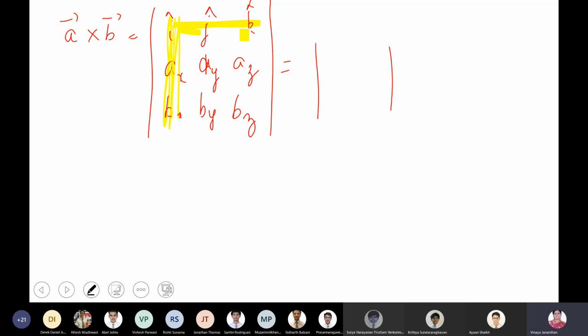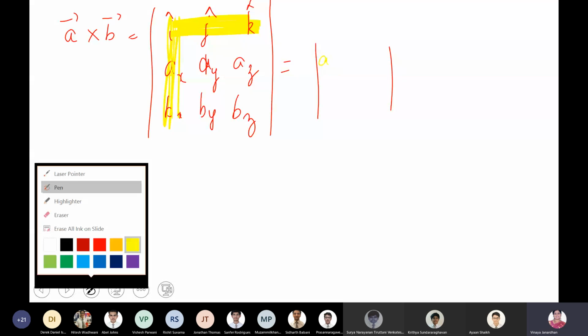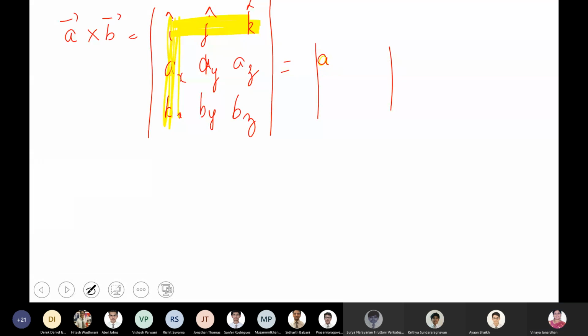So what you need to do is leave this part. What is left is AY, AZ, BY, BZ into I cap. Just what is below I cap, those things you have to leave. So what is left is AY, AZ, BY, BZ. Is that clear, boys? Is this clear?